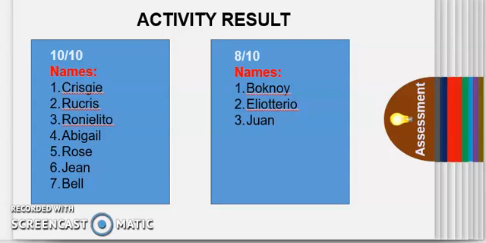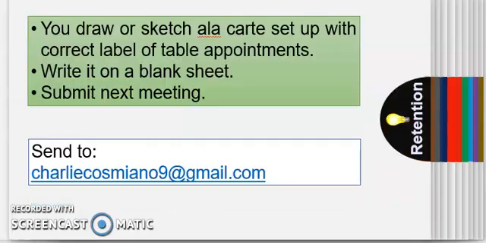As a result of the assessment, I have here the activity result. 10 out of 10, here are the names of those who got the perfect score: Chris J, Chris, Ronelito, Abigail, Rose, Jean, and Belle. I have here the 8 out of 10 also, so not bad: Buknoy, Eleuterio, and Juan. Congratulations to all, you have passed the activity.